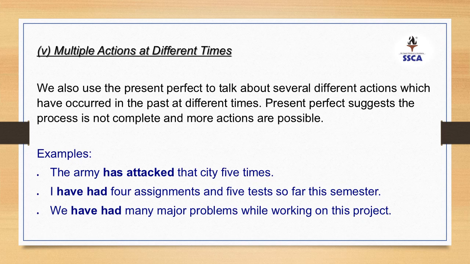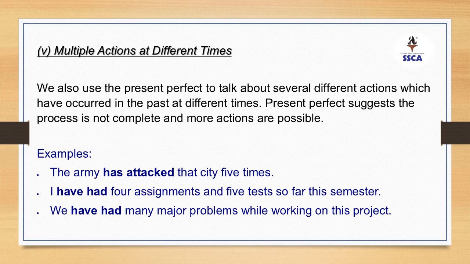Fifth, unspecified time before now: multiple actions at different times. Here we also use the present perfect to talk about several different actions which have occurred in the past at different times. Present perfect suggests the process is not complete and more actions are possible. For example, the army has attacked that city 5 times. Means here I am saying the army has already attacked 5 times, but it can attack more.